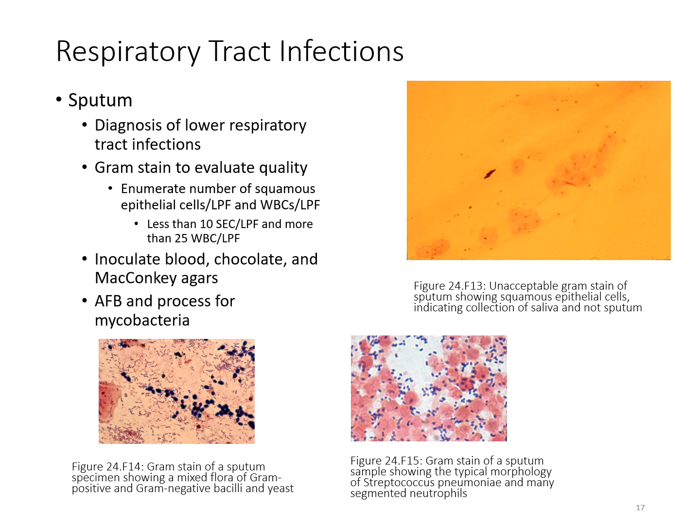Now, with these samples, you're going to inoculate it on blood, chocolate, and MacConkey. And of course, you're going to be looking for the presence of any sort of acid-fast bacteria or mycobacteria that could be present.